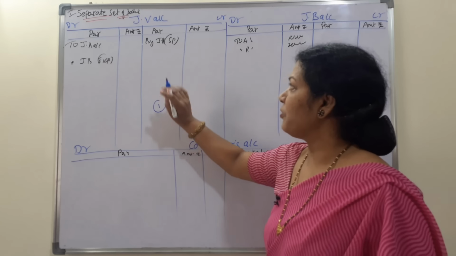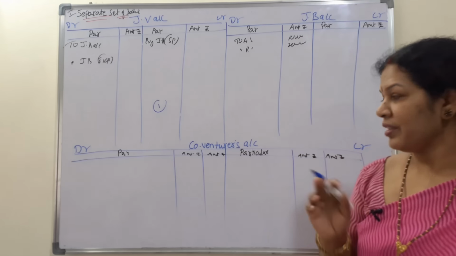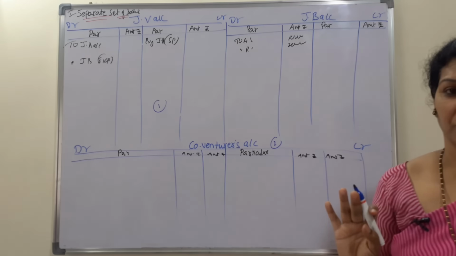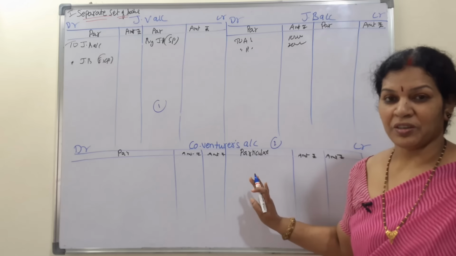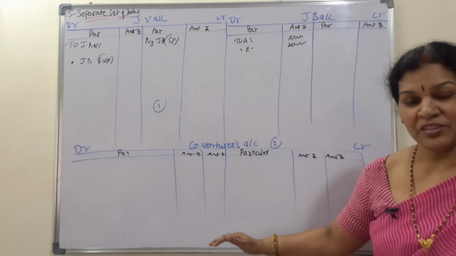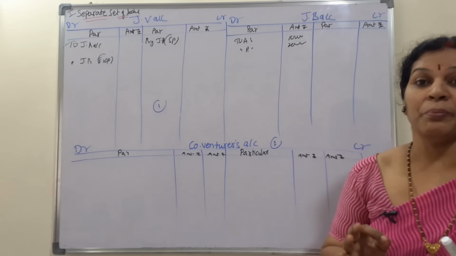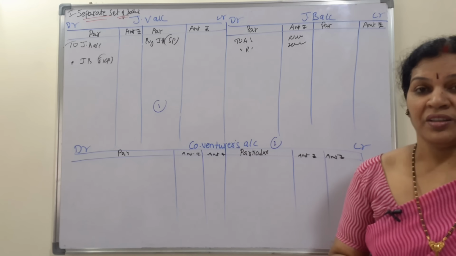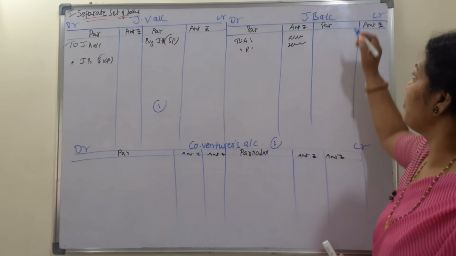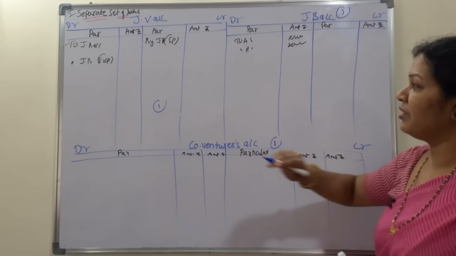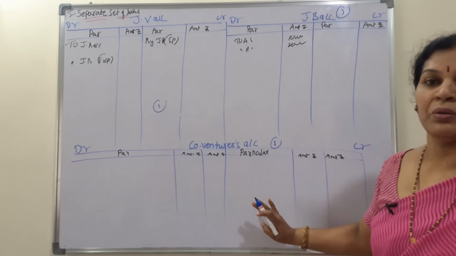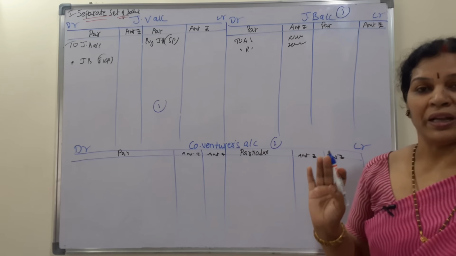One thing you have to remember: first we will close the joint venture account. Then after that we'll close the co-venturers account. Why? Because in the co-venturers account you will find some balance amount, and that balance is to be transferred to the joint bank account. That is the reason the joint bank account is prepared lastly, third. First the joint venture account will close, then the co-venturers account, then the joint bank account.